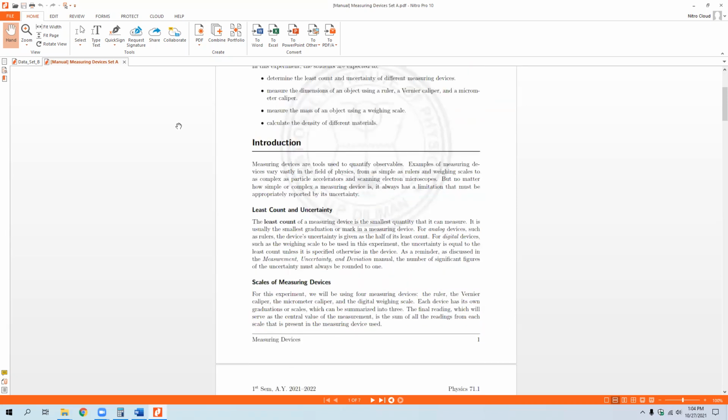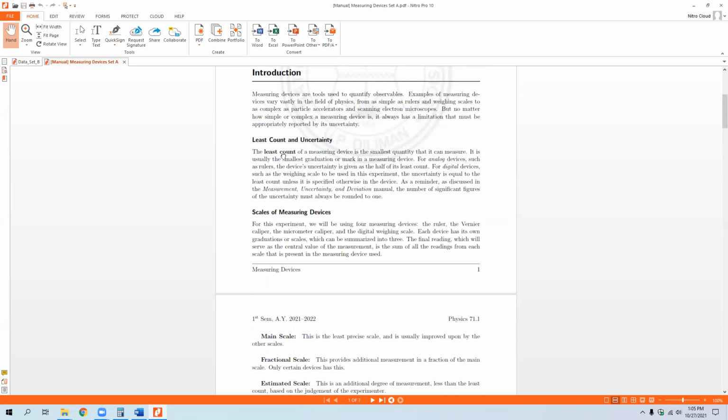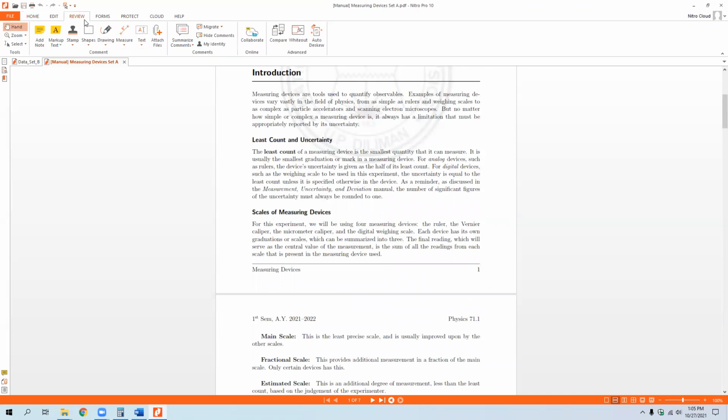Okay, so just to refresh our memories on how these things work. We have your least count, which is the smallest quantity that a device can measure. For an analog device, the uncertainty is just half the least count. And for digital devices, the uncertainty is equal to the least count unless specified. So kapag walang sinabi, yun lang susundan natin.